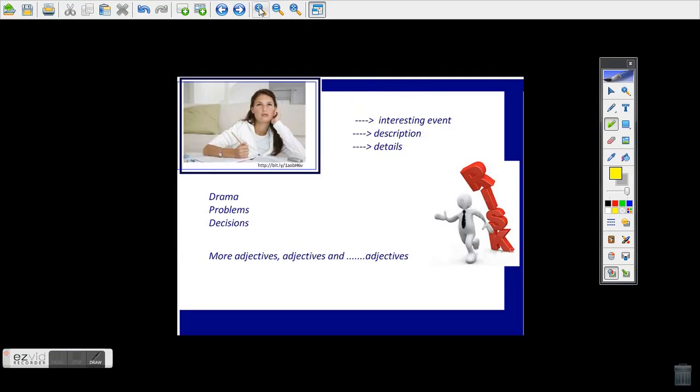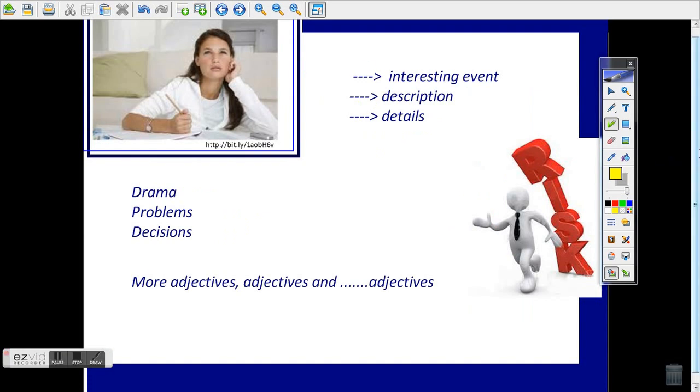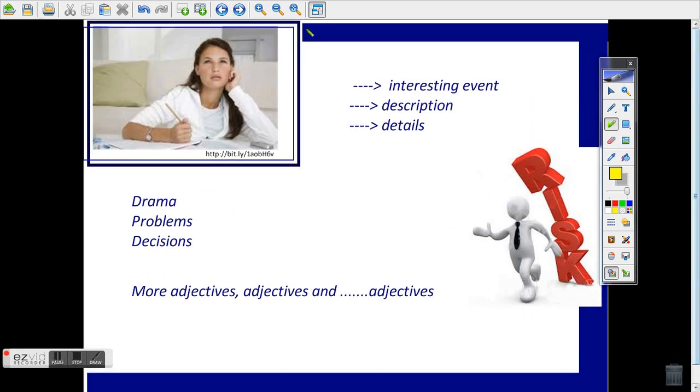Here are some techniques for writing a good narrative essay. Of course, you focus on an interesting event that you want to write about, and then you add more description and more details. You also have to add a dash of drama, problems, and decisions. And finally, adjectives, adjectives, and more adjectives.